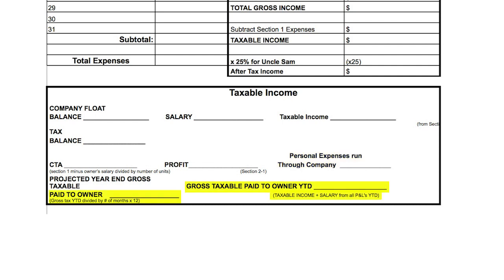And then the bottom 2, you figure out the same way. The only difference for gross taxable paid to owner year to date, if you pay yourself a salary, you're going to add that salary into this number. So you're taking your taxable income year to date plus your salary year to date. And that's where you're going to get that gross taxable paid to owner year to date number. And again, then you plug it into the formula to get your projected year end, which is your gross taxable year to date divided by number of months multiplied by 12.